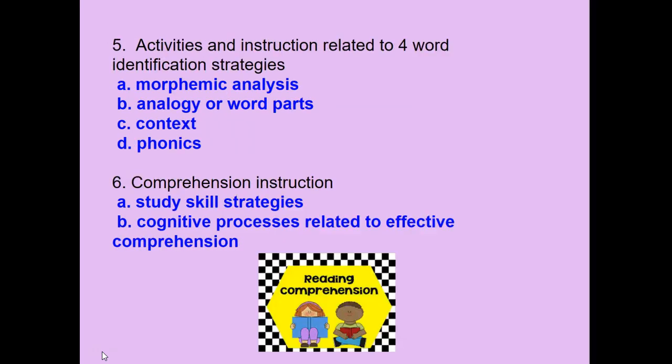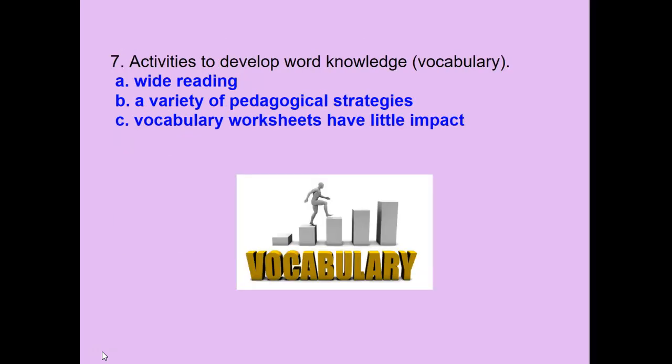Effective reading instruction for all students has activities and explicit instruction related to word identification. And there are 4 strategies. Boys and girls, when you don't recognize a word, here is a strategy. It's called morphemic analysis. These are the steps. And comprehension instruction, meaning that you're teaching study skill strategies explicitly, and you're teaching and utilizing cognitive processes, higher level thinking processes related to effective comprehension. And there are activities to develop word knowledge or vocabulary.